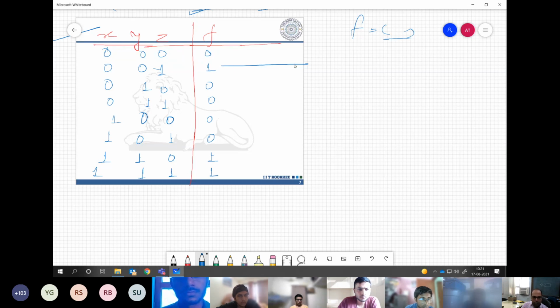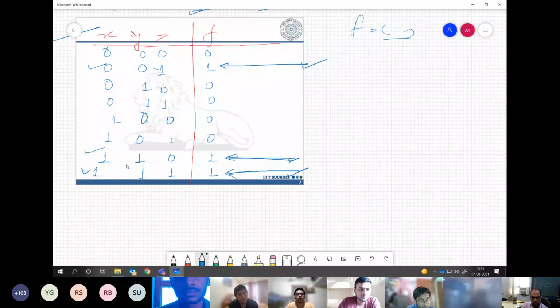The function is 1 for only these three combinations, which means we can think about the OR operation of these three terms. Whenever this combination is coming, it is 1. Whenever this combination is coming, it is 1. Whenever this combination is coming, it is 1. All other places it is 0. So some kind of OR operation is happening between the three possibilities. As simple as that, we can think.